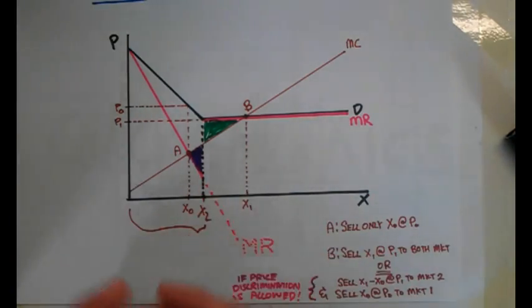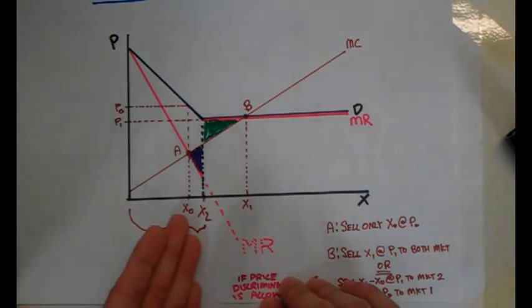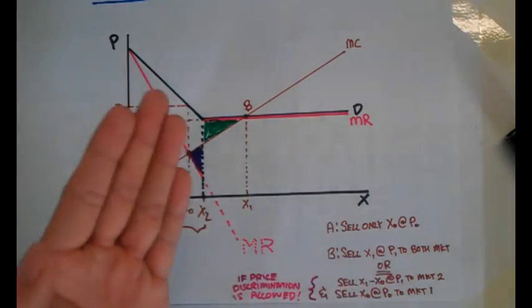What if it's the other way around? The area of loss is bigger than the area of gain. Even though we can price discriminate, we will not sell to the overseas market. We will not sell to the alternative market. We will only produce X0 and sell at P0 to the local market.